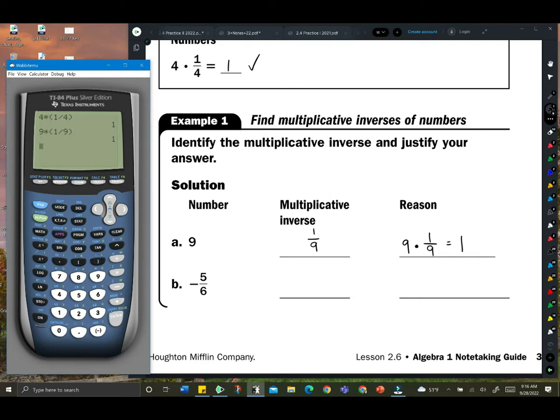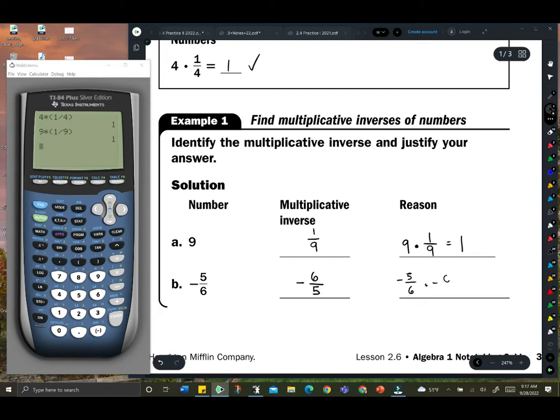Negative 5/6. Multiplicative inverse is still negative, and it's going to be negative 6/5. It does not matter if the negative's up top or down below, as long as you have it in one of these spots. And again, we find that negative 5/6 times negative 6/5 is equal to 1. So those are multiplicative inverses.